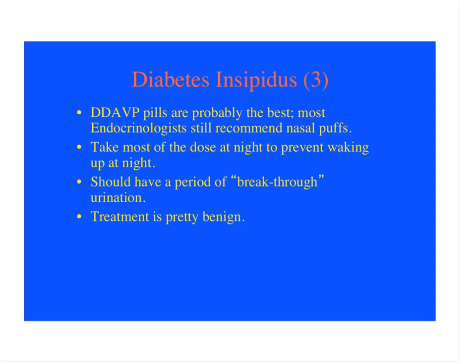you should have a period of breakthrough urination. Treatment is quite benign as long as you don't over-replace somebody. You can drive down their sodium if you give them too much, and make them swollen. But in general, most patients do quite well on a pill at night.